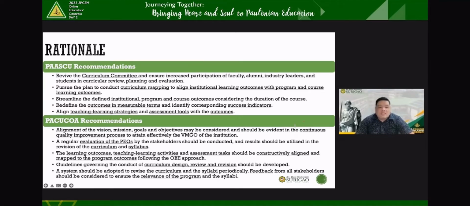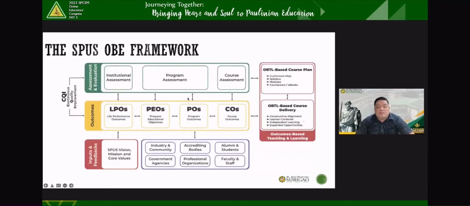Anchoring on the SPCEM OBE framework, here's the SPUS tertiary OBE framework. If you notice, there are frames here. At the bottom part are the inputs and feedback. We process our vision, mission, and core values. We also gather data from our industry and community partners, documents from government agencies, accrediting bodies, professional organizations, alumni and students, as well as faculty and staff, our internal stakeholders.